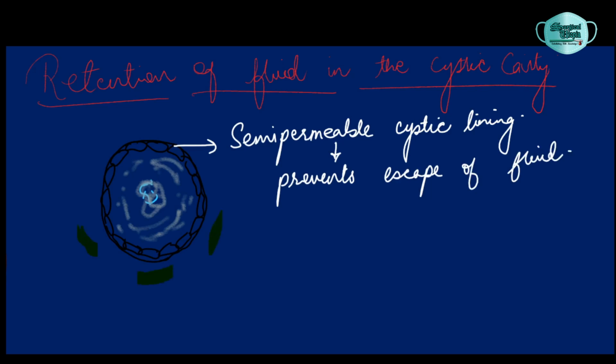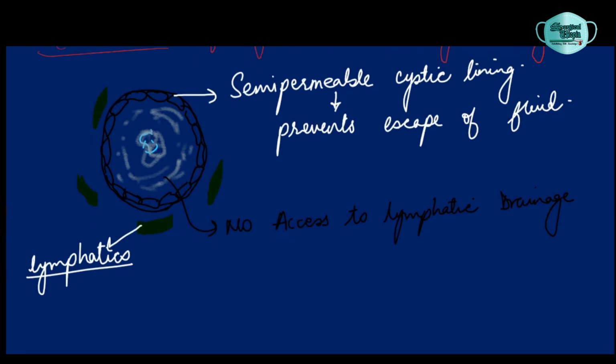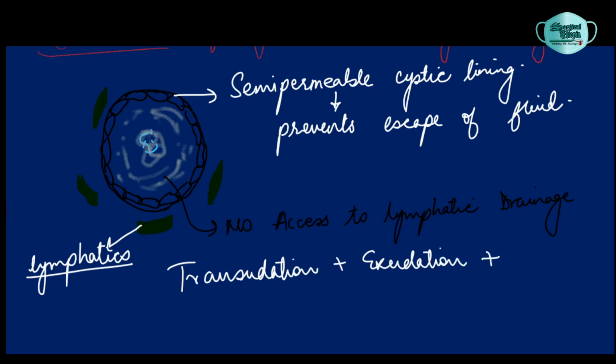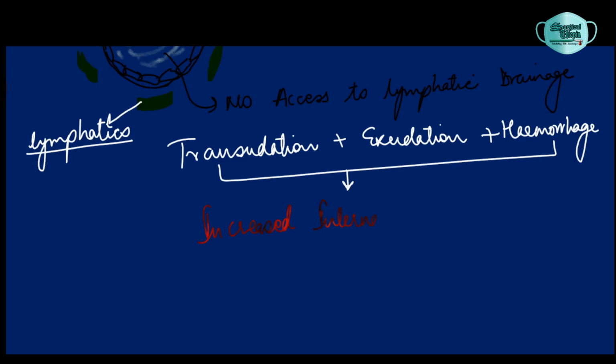Also, the fluid that has collected in the center of the cystic cavity has a lack of access to the lymphatic system, and hence it will be unable to escape into the lymphatic system of the body. Other than this, the blockage of the lymphatic drainage to the lesion also increases the fluid retention within the lesion. Other than this, the procedure of transudation and exudation and hemorrhage through the mural vessels will also contribute to the enlargement of the cystic cavity, and all of this will combinedly increase the internal hydrostatic pressure of the cyst.